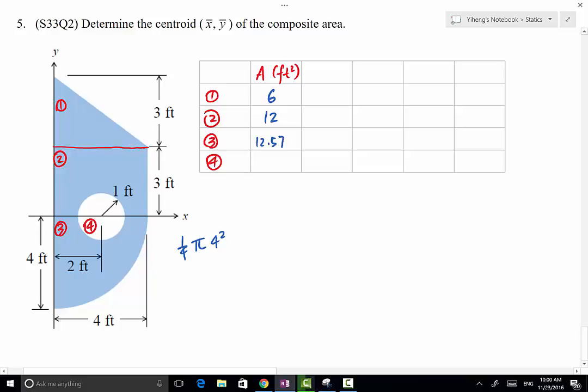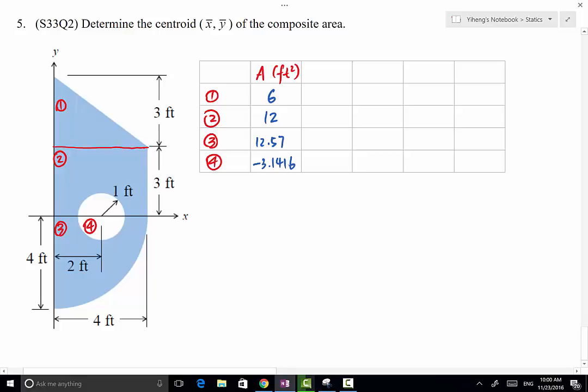that equals 12.57. So if you have Excel or some kind of mathematics software to use, I suggest you use that to do the calculation. And then we have this void area. This area number 4 has negative area of a circle, negative pi r squared. R is 1, so this equals negative 3.1416. So that's the first column.